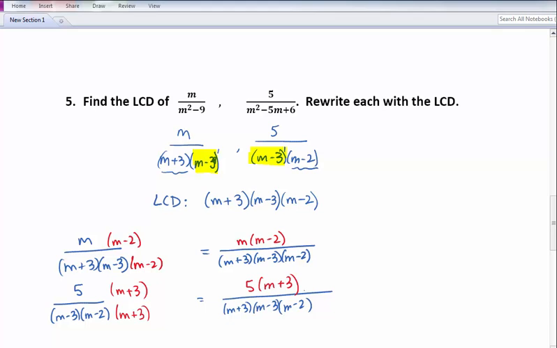So that's a quick review of how to find least common denominators or build them, and then how to convert your fractions to have that common denominator.